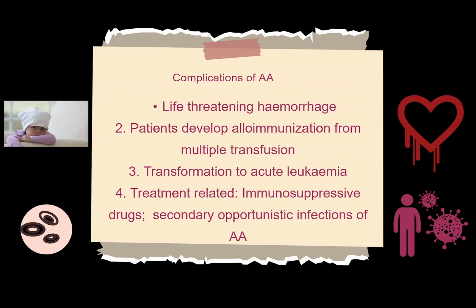So the patient can have life-threatening hemorrhage, bleeding a lot because they don't have enough platelets. And the patient develops alloimmunization from multiple transfusions, because the patient needs to be transfused very frequently. And then they have a tendency to transform to acute leukemia sometime later in the course of the disease.